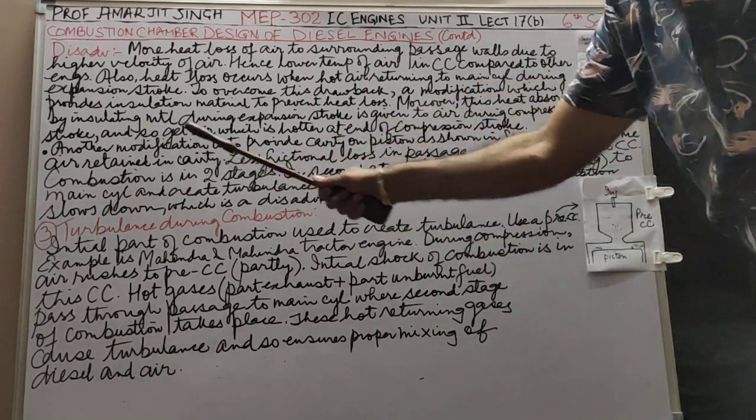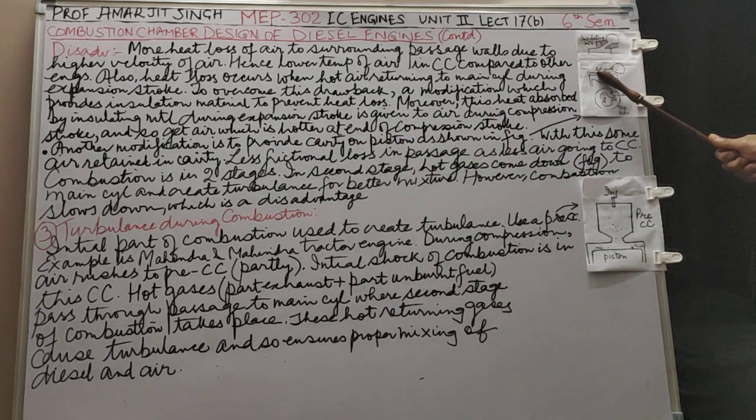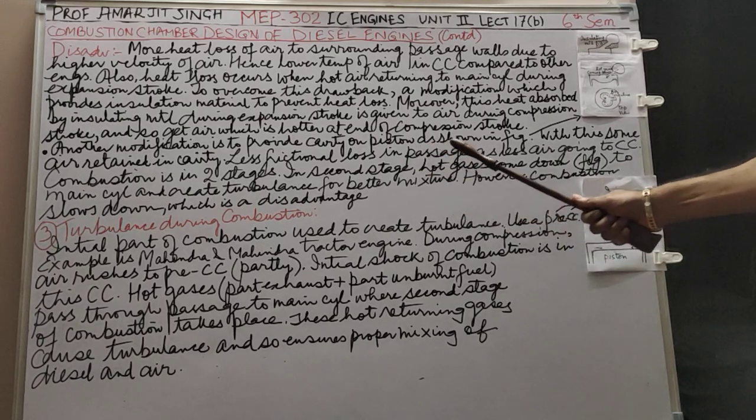Another modification is to provide a cavity on the piston. Now, this is the cylinder, this is the cavity, this is the pre-combustion chamber, hot gas is coming down, this is the side view, and this is the top view. You have air turbulence inside. This is the cavity on top of the piston. So let us look at it.